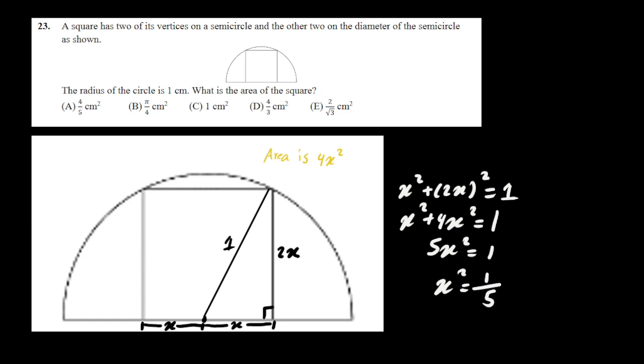Now we have x squared, but what we need is 4x squared. So all we have to do is take this value and multiply it by 4 to get 4x squared, which is the area of this square. So 4x squared is equal to 4 over 5. All we did is multiply 4 on each side. So 4x squared is the area, which means that the area is 4 over 5 centimeters squared. That means A is the answer.